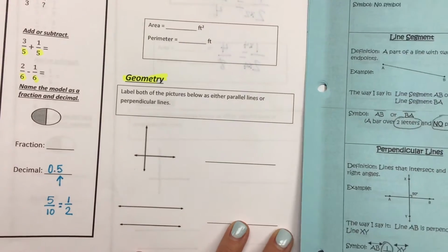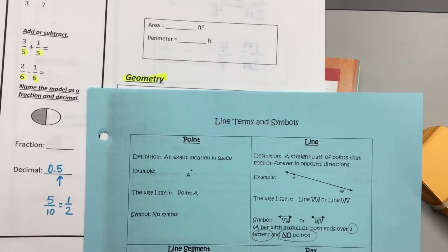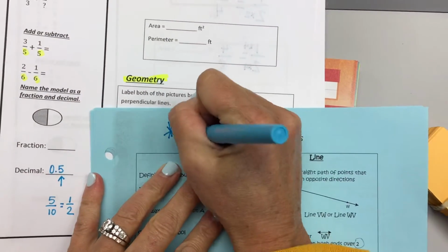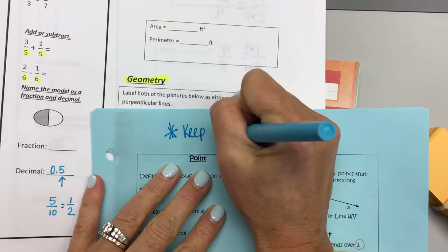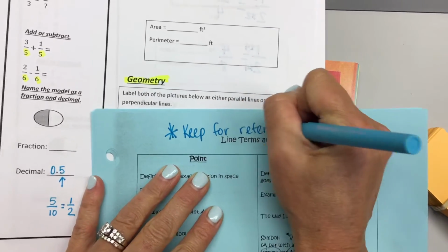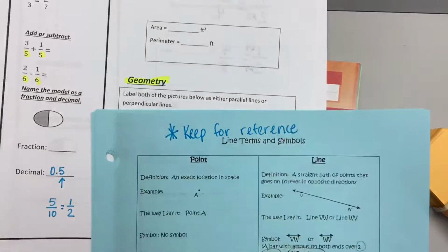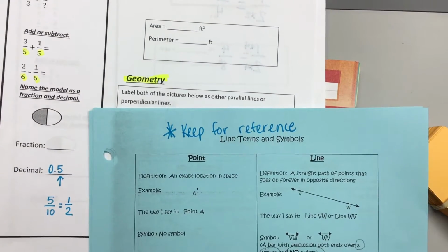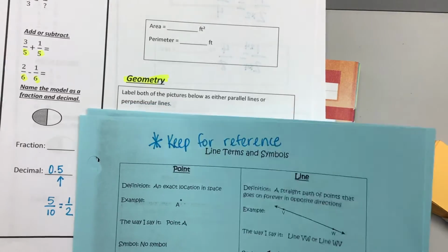Okay? Where are we going to keep this sheet? Because it's a valuable reference tool. Red folder. Okay, I like to put a little asterisk, keep for reference. Okay, for short, you can call it a geometry cheat sheet. That's easier to say than reference sheet.